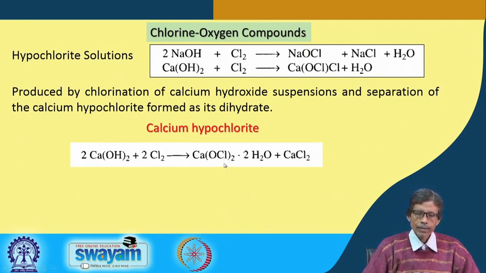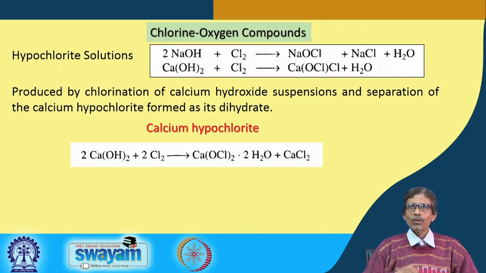So, calcium hypochlorite has two OCl groups attached to the calcium, like your sodium, where one group is attached, and it is separated directly from the medium as your dihydrate, while some amount of calcium chloride is also formed. So, from that reaction we will be getting calcium chloride as your byproduct.